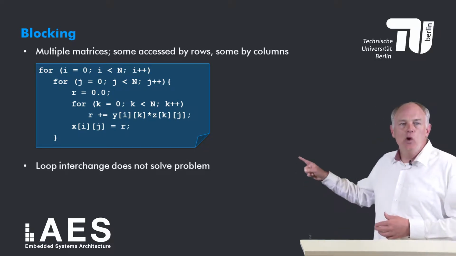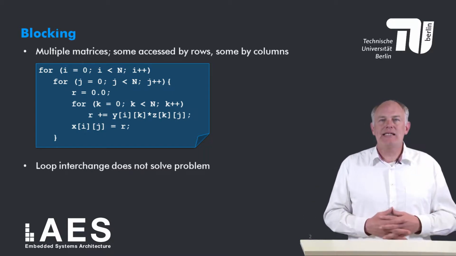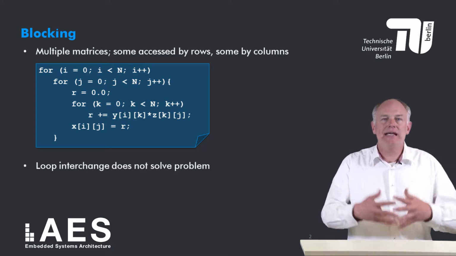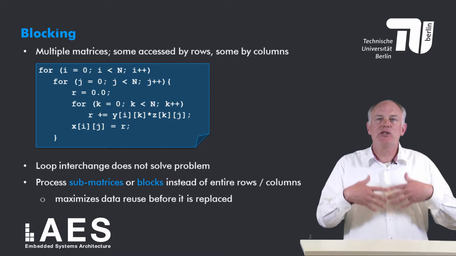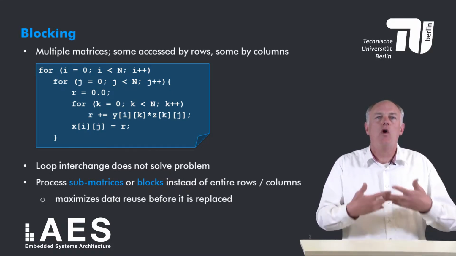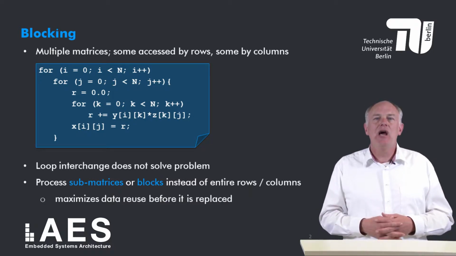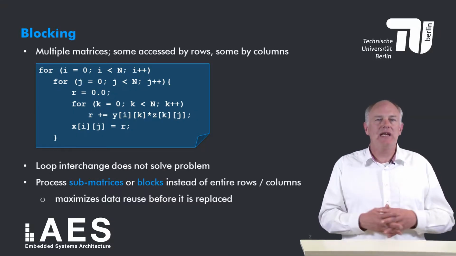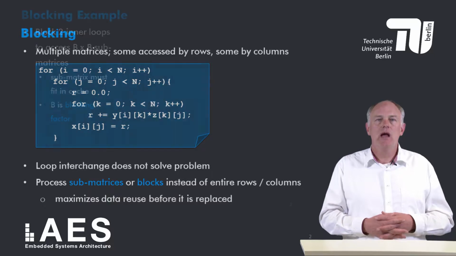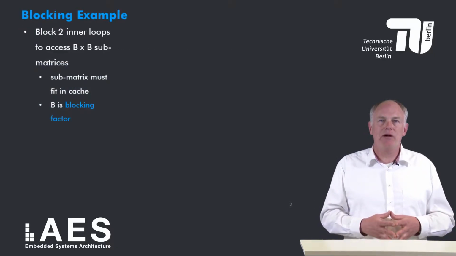In this case, loop interchange does not solve the problem we have, since Y is accessed along the rows, but Z is accessed along its column. The idea behind blocking is to process submatrices or blocks instead of complete rows or columns. If we do so cleverly, we maximize the reuse of data loaded into the cache before it is replaced. Let's look at how blocking can be applied to our matrix multiplication example.